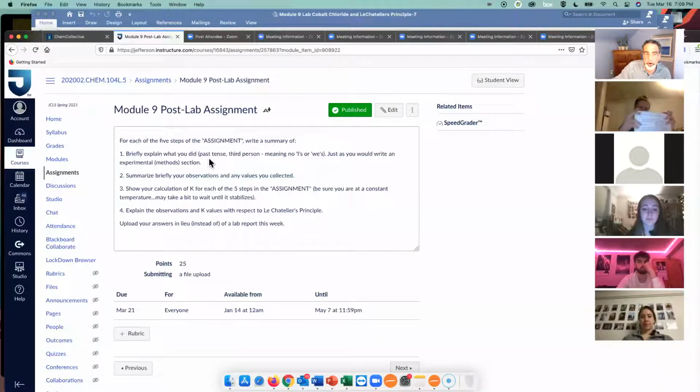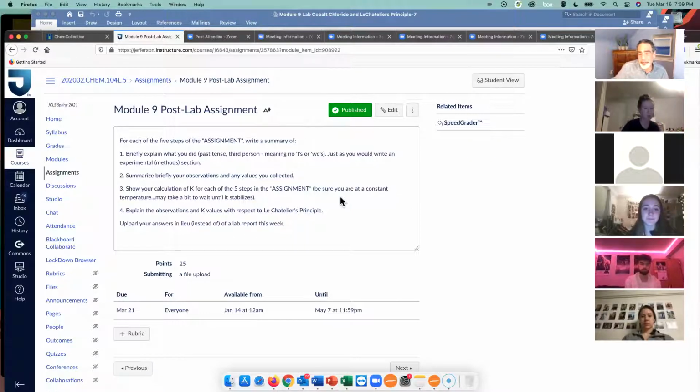Okay, so briefly describe what you did. Summarize briefly your observations and any of the values that you collected. In some of these steps, it's asking you to collect the concentration values so that you can calculate a K value, equilibrium constant. Show your calculation of K when it asks for it. It actually asks for it in each of those 5 steps, okay? And also watch that you're at a constant temperature. And I think the 2 last steps get you to change the temperature. So you might want to report the temperature of the equilibrium constant if it has changed.